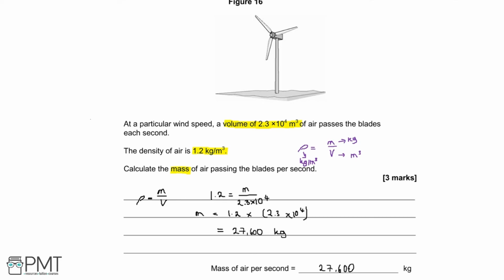So the 3 marks for this question come firstly from inputting the values that they've given us into the density equation. We then get our second mark for rearranging this, and the third and final mark comes from the final answer of 27,600 kilograms.